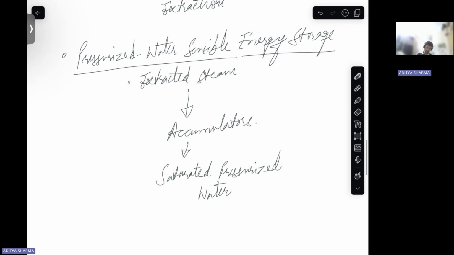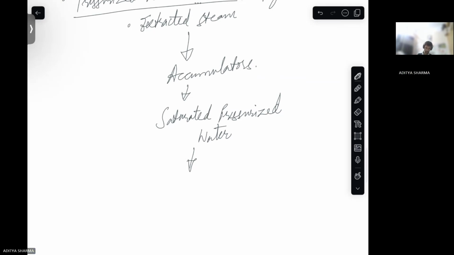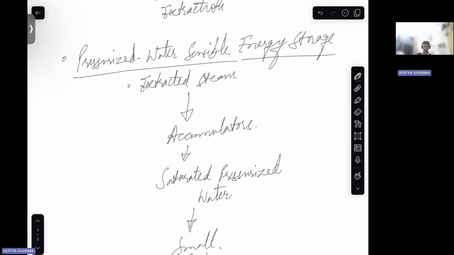And when the demand is high, or when the demand is at peak, so for the peak load, you pass it through a small peaking turbine. So this way, your pressurized water sensible energy storage system works.